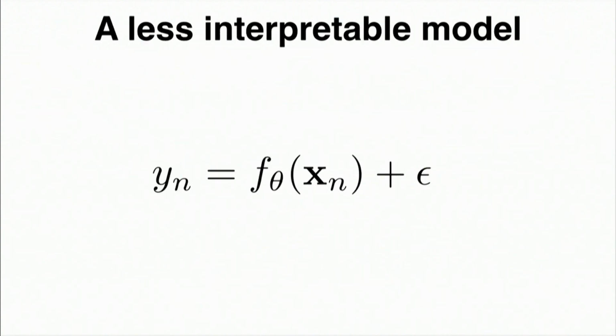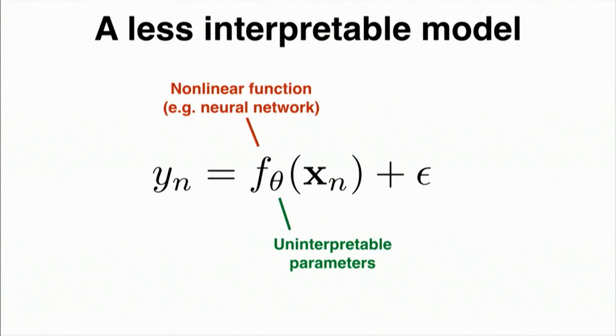Here's a less interpretable model that we're also probably all familiar with. Here we've traded the simple linear function for some complicated nonlinear function, maybe with interactions, maybe a neural network. Now we're no longer able to make sense of our parameters, but this often might have better predictive performance.